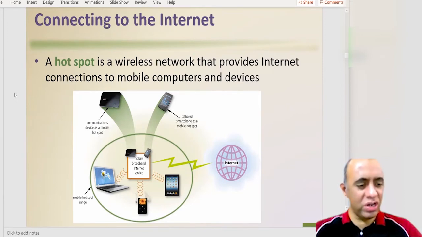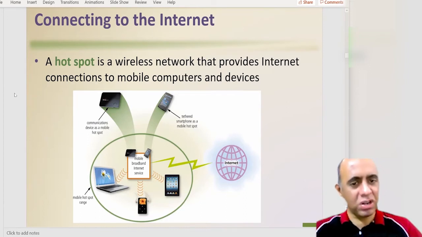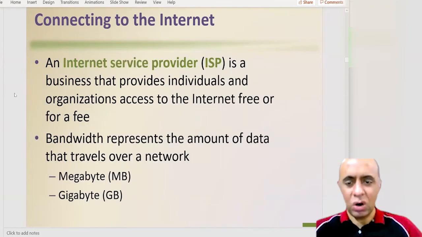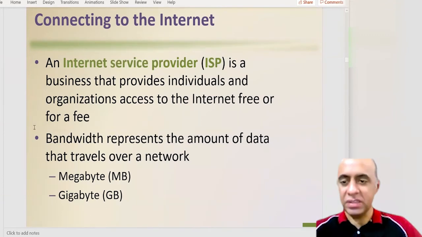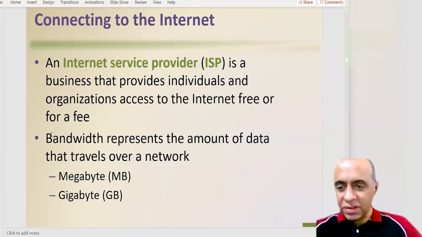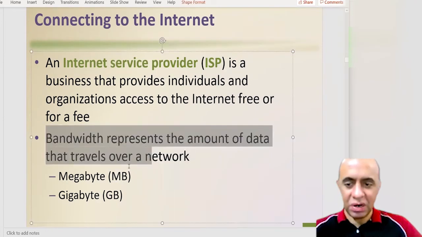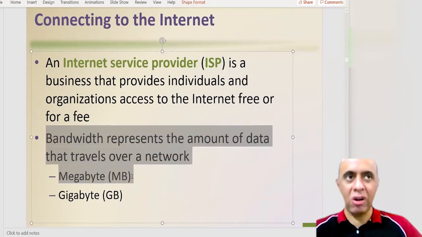So you can convert your device, or you can have all your modems also have a hotspot inside of them. So you can turn it on and use the modem as a wireless hotspot. And all of this internet is being provided by someone called an internet service provider. So yeah, then the issue comes: bandwidth represents the amount of data that travels over a network, right?